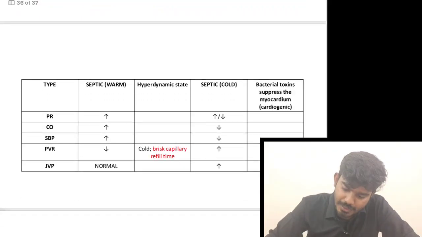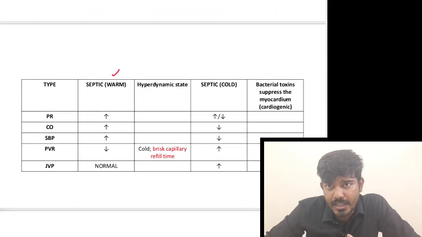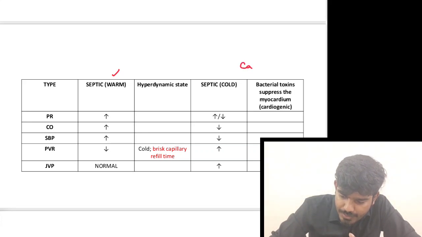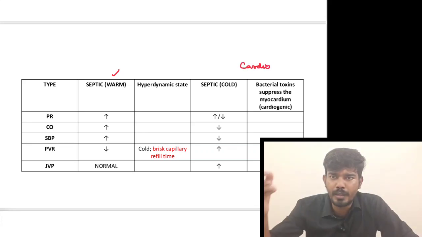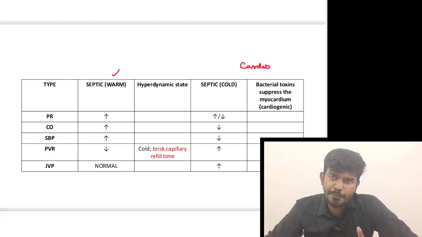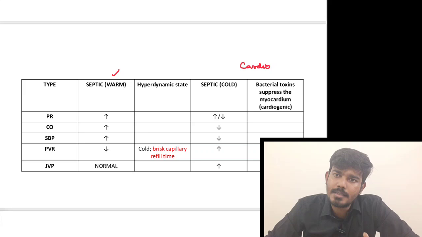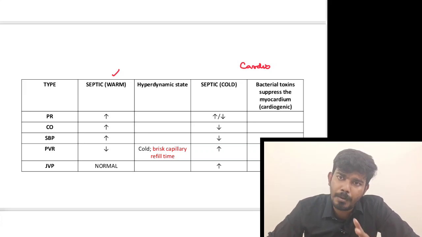Septic shock we have already seen. In case of a late phase of septic shock, it follows like a cardiogenic shock. What happens is the septic foci go and affect the heart and cause cardiogenic shock. So late phase of septic shock is similar to that of a cardiogenic shock. So that completes this probable 16 part 2.